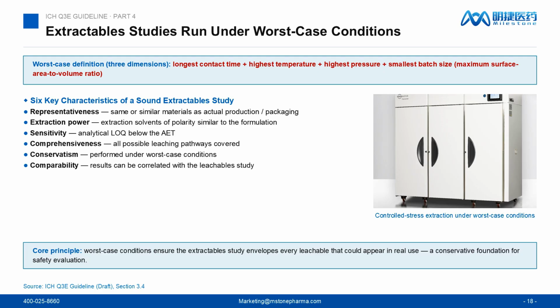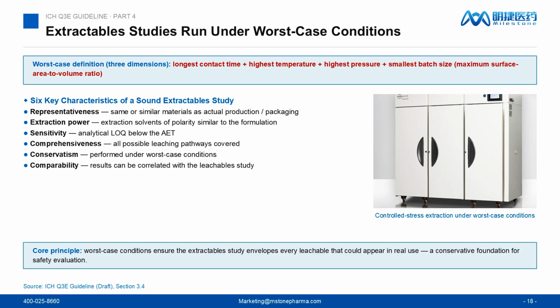The extractable study is the workhorse of E&L. Its logic is conservative by design. Instead of waiting years to see what migrates under real conditions, we deliberately exaggerate the conditions to force everything out quickly. Worst case has 3 dimensions: longest contact time, highest temperature, highest pressure, plus the smallest batch size, which maximizes the surface area to volume ratio.